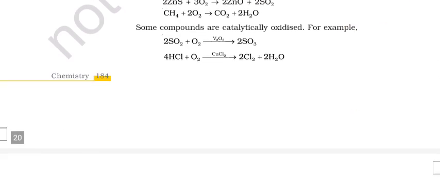Some compounds are catalytically oxidized. For example, 2SO2 plus O2 gives 2SO3, and 4HCl plus O2 gives 2Cl2 plus 2H2O.